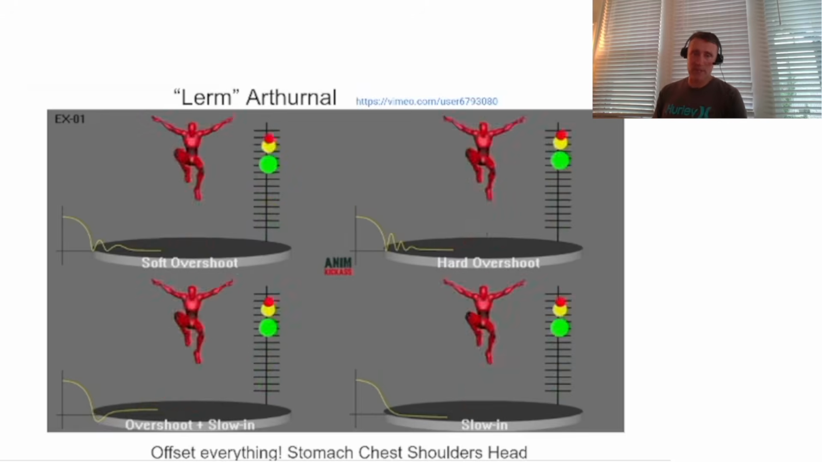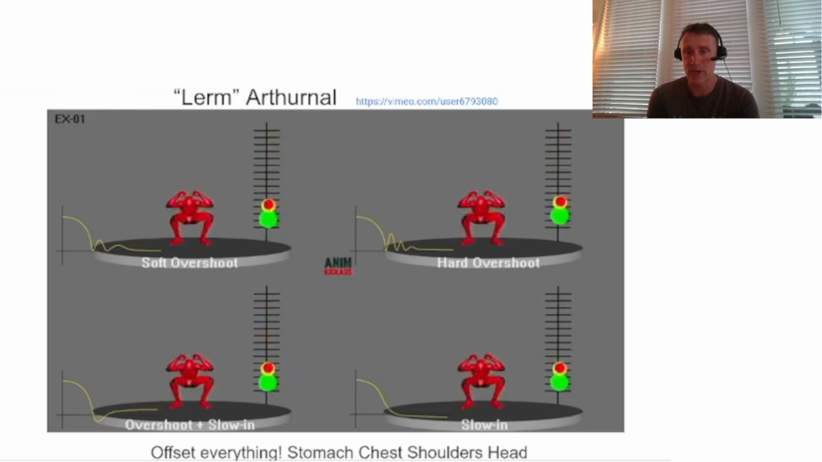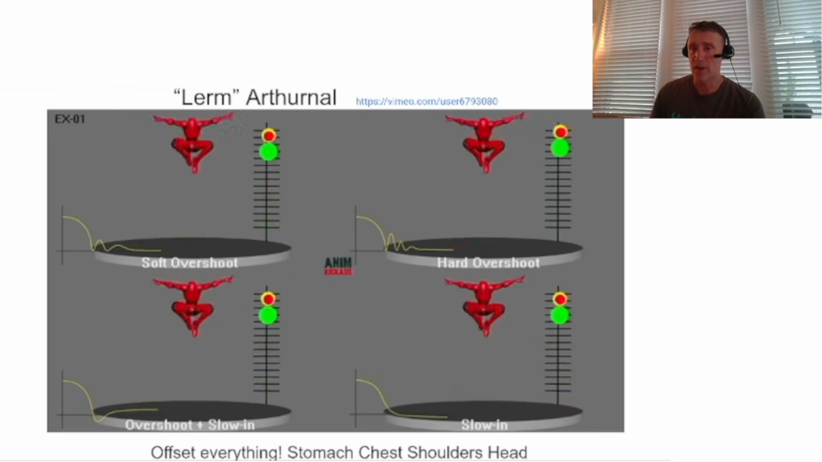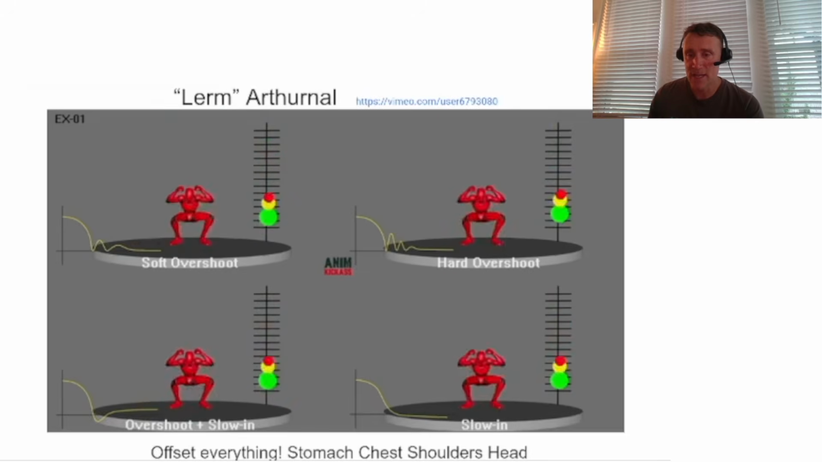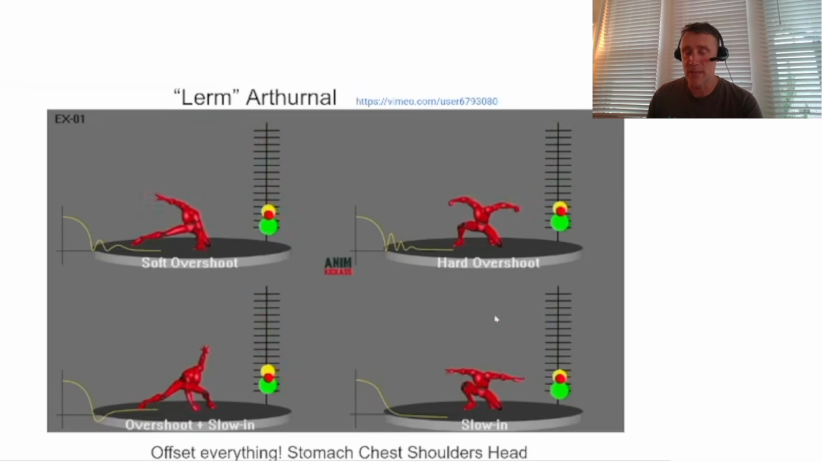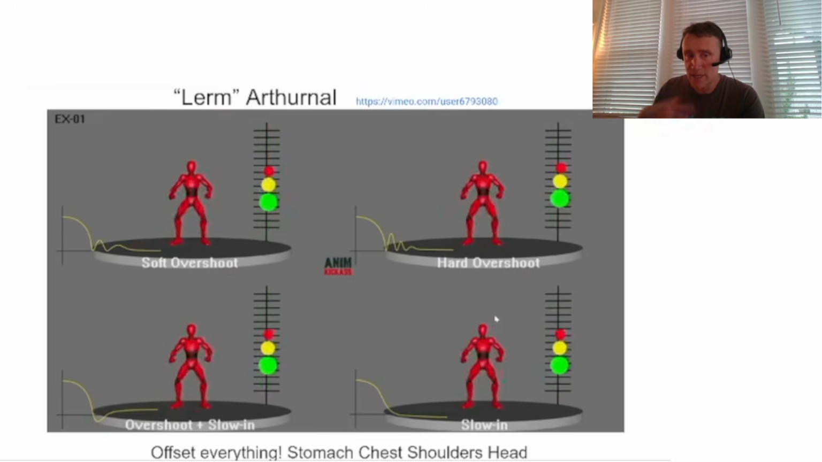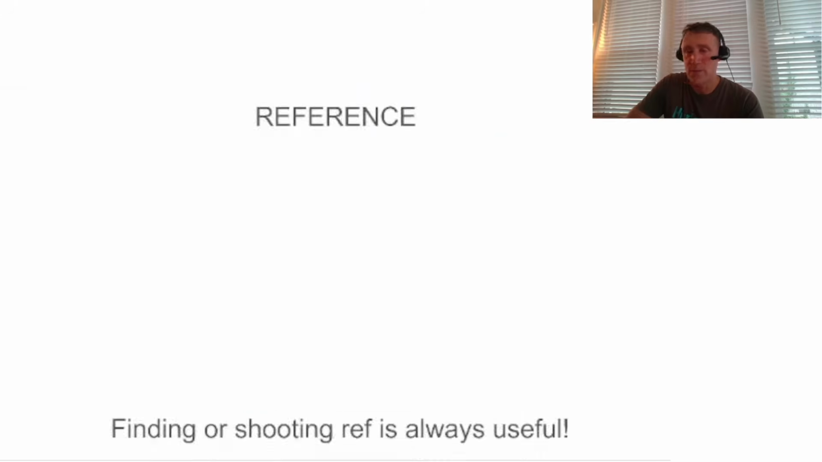The top left one is like a soft overshoot, and the landing, you can see all the poses are slightly different for variety. Top right one, there's like a hard overshoot, and then you can see an overshoot and a slow in on the bottom left, and just a slow in on the bottom right. So I think this is a really good example. You can see there's a nice offset in all the body parts of a really good texture jump.